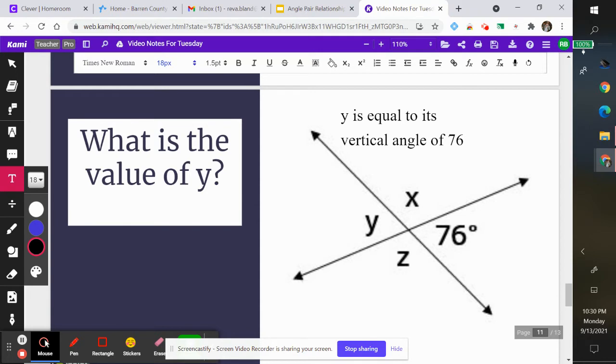Nice thing is you don't have to solve anything. You don't even have to think that hard, because if you know one measurement in these, you actually know them all. Here's the nice thing too: if I were asking what is the supplementary angle to this, well, this would be my supplementary, X is my supplementary, so I could find it. But right now, we're looking for the vertical angle. So if this is 76, the value of y is also going to be 76. You don't have to do anything to solve it. You just look and see what the original measure is.